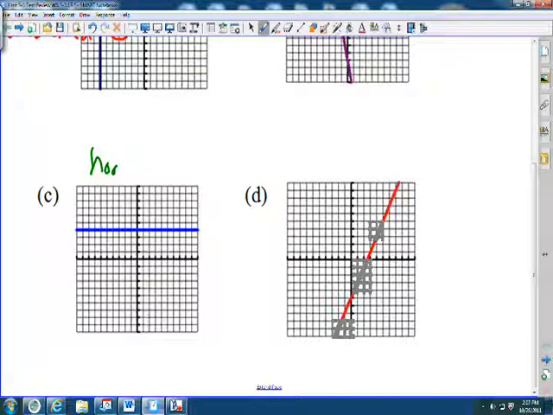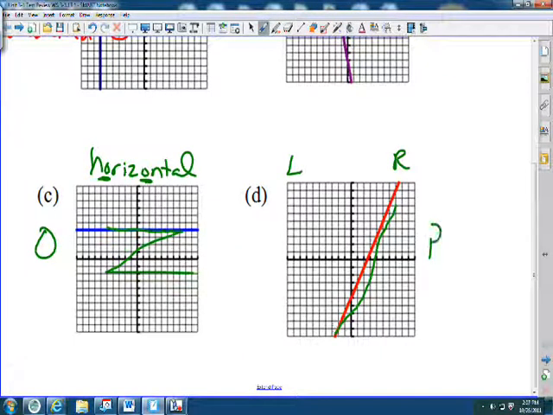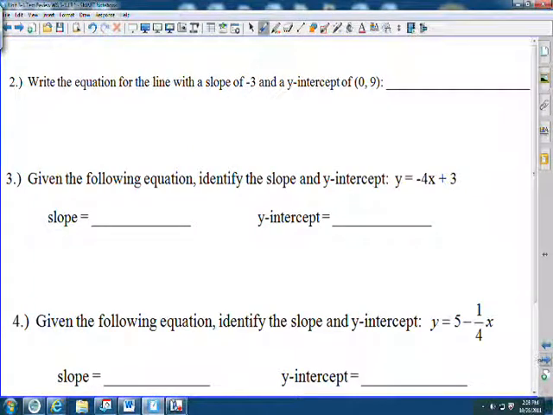Next, right here, from left to right, start at the left. Here's my line, and I'm going up. This is positive. Next. All right, if you have not done these, why don't you pause the video and try it and then come back and see how you did.